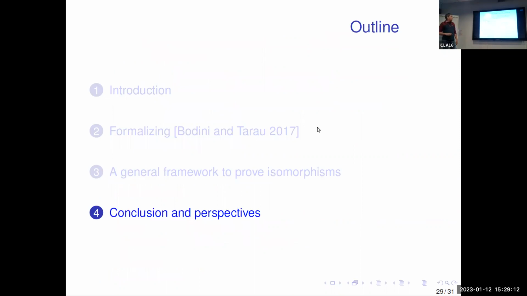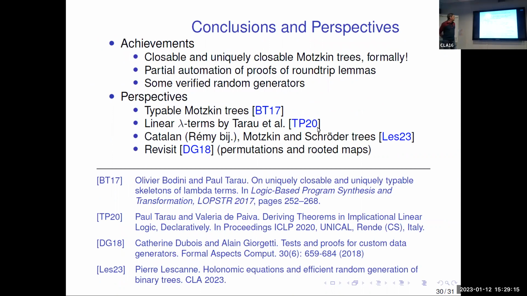I will draw some conclusions and present some perspectives. So about the achievements, what we achieved is we managed to formally describe in the Coq proof assistant some parts of the paper of Bodini and Tarot presented in Lobster 2017. We managed to partially automate the proof of the round-trip lemmas, which connect the various representations of closable or uniquely closable Motzkin trees. And we have some verified random generators available as well.